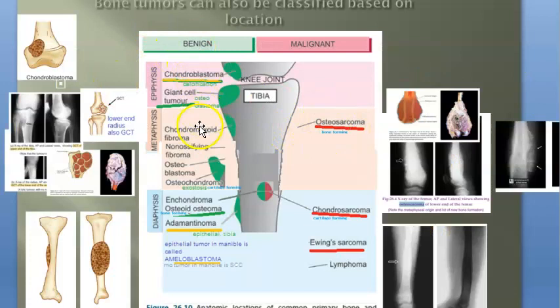So here you have the benign conditions on the side. Where do you see your osteoid osteoma? Here. See here in the diaphysis. Can you see osteoid osteoma has been written? So let's zoom there.